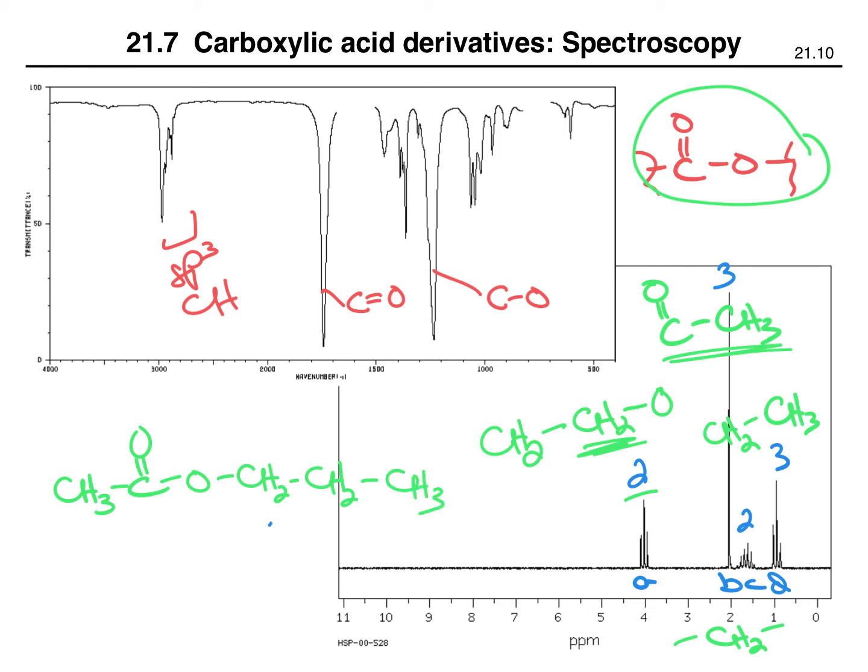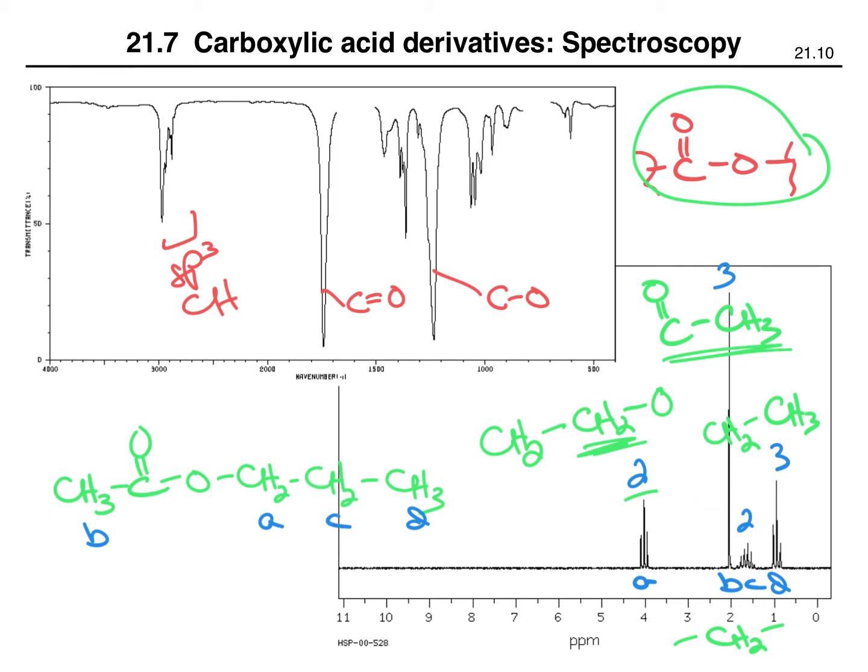So this would be signal A, B, C, and D. A, you would expect to absorb between 3 and 4. It does, and it has 2 neighbors, so you would expect a triplet, and that's what we have. B, you would expect it to absorb around 2 to 3, and it does, and you would expect it to be a singlet because it has no hydrogen neighbors, and it is.